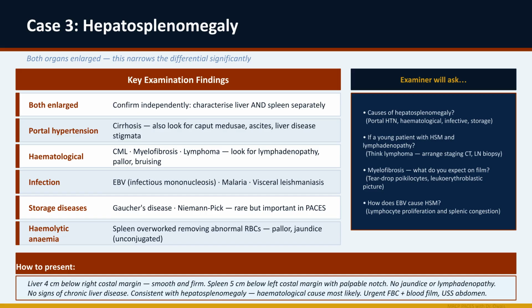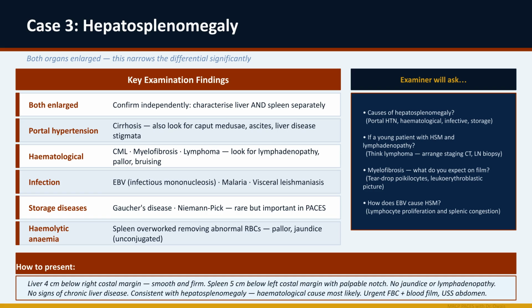Hematological malignancy: chronic myeloid leukemia, lymphoma, myelofibrosis. Infectious mononucleosis, EBV, malaria, visceral leishmaniasis. Storage diseases: Gaucher's disease, Niemann-Pick disease. Hemolytic anemia, the spleen works harder to remove abnormal red cells. On examination, you will find both a palpable liver edge and a palpable spleen. Characterize both: surface, consistency, tenderness, size. Look carefully at peripheral signs: lymphadenopathy, lymphoma, pallor, hematological disease, jaundice, hemolysis or liver disease, bruising, coagulopathy.